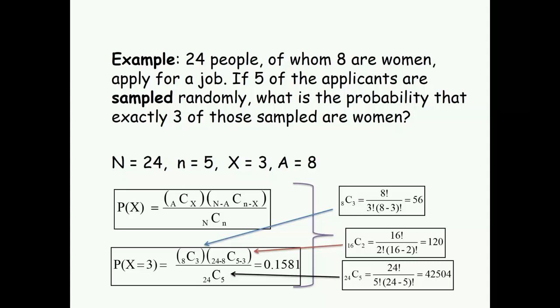So A is 8, X is the question, N is the population size, A is the number of females in the population, and n is the sample size. This is the question that we are asked. If you follow the formula, you don't need to worry too much about the formula. The formula will be given in your mid-semester. So you just apply the formula, but you need to understand the question.